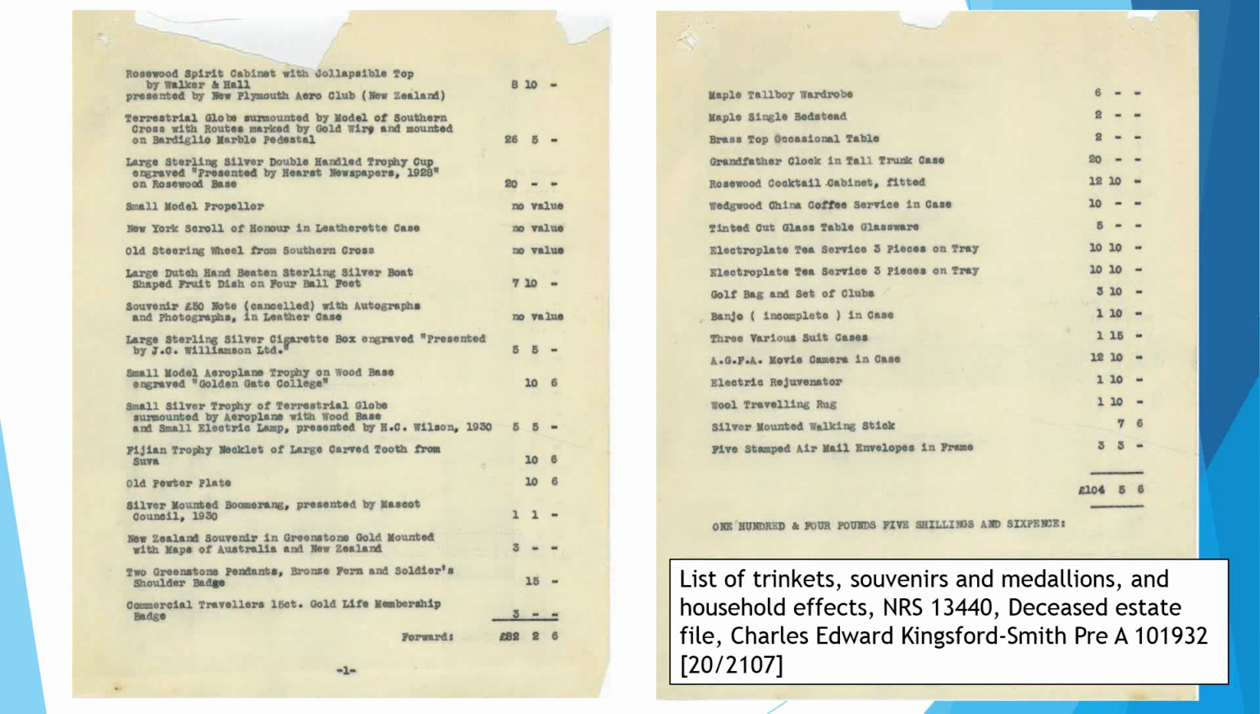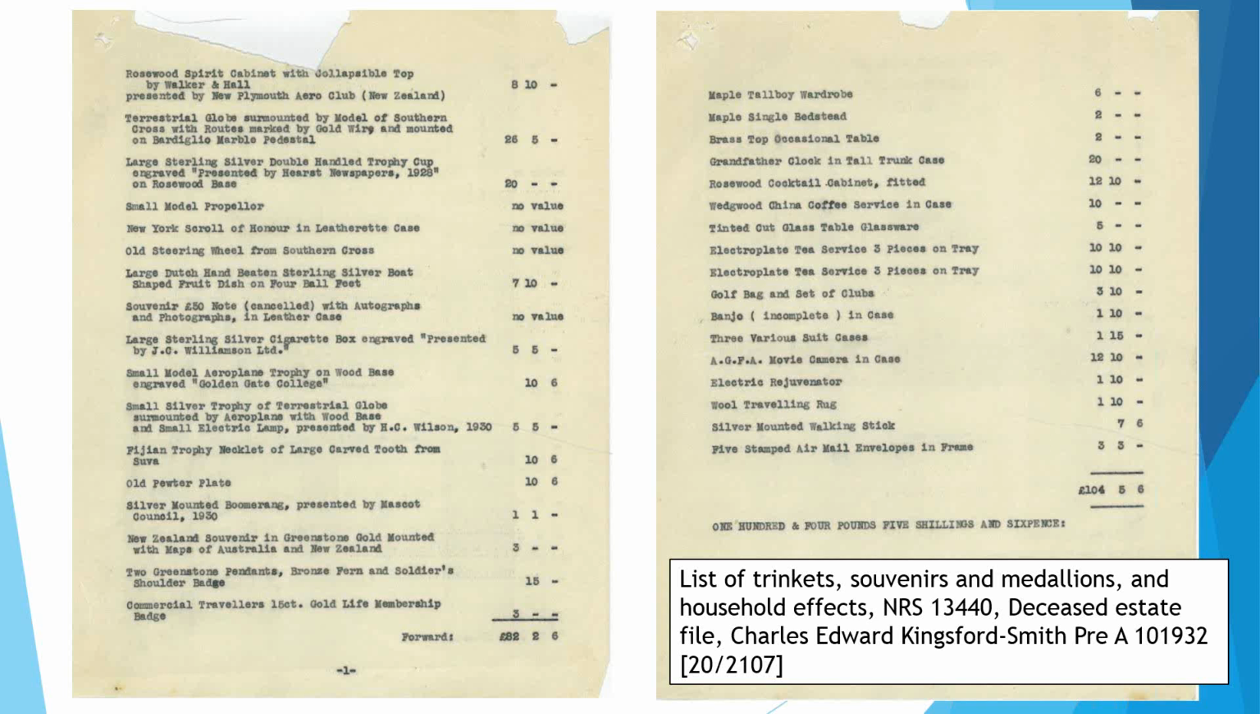The next page that we've got here is a list of trinkets, souvenirs and medallions and household effects for Charles Kingsford Smith. So this is really going through all those little bits and pieces. He's got his trophies and his little models and the pewter plates and everything, the grandfather clocks and the coffee services and those sorts of things, and how much each thing is worth. And that was the job of the valuer, to go and value every single little item in the estate.